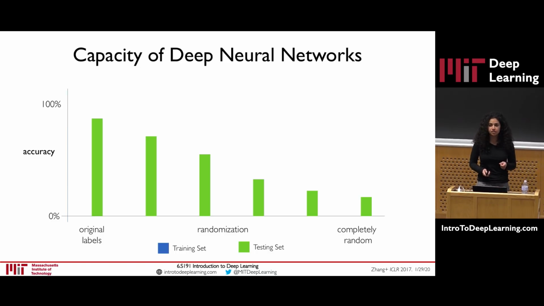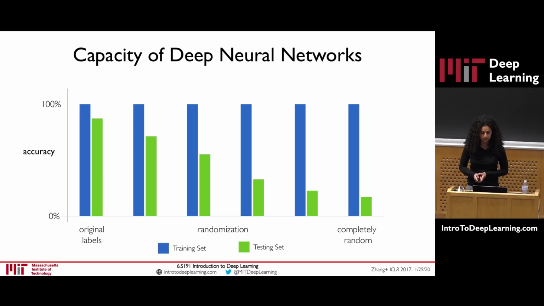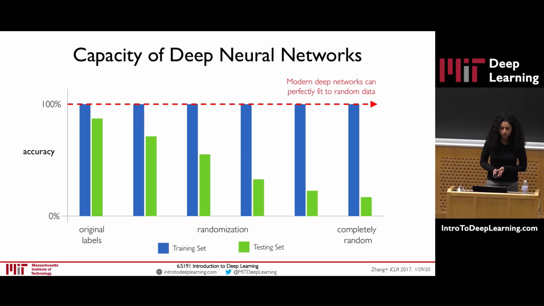But what was really interesting was what happened when they looked at the accuracy on the training set. And this is what they found. They found that no matter how much they randomized the labels, the model was able to get 100% accuracy, or close to 100% accuracy on the training set, meaning that it's basically fitting to the data and their labels.